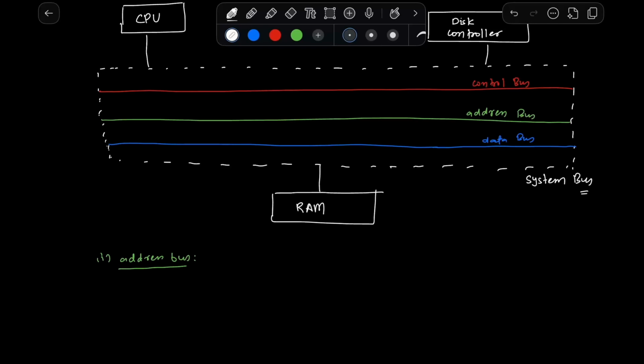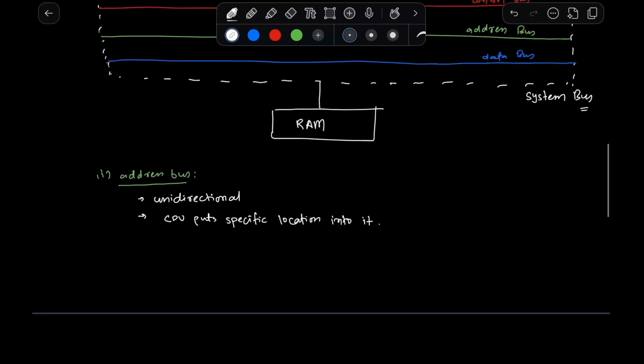So the very first thing which we saw is it's unidirectional. The second thing is the CPU puts a specific location into it. See, we'll see it one by one, and then we'll try to take an example and collate it so that we could understand how these things work in an asynchronous manner.